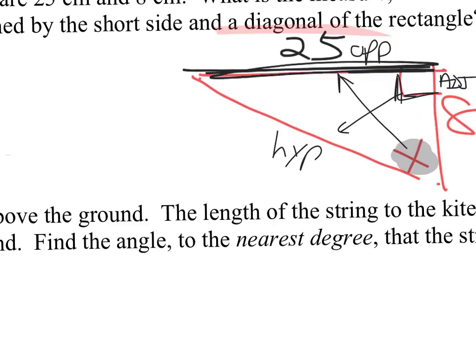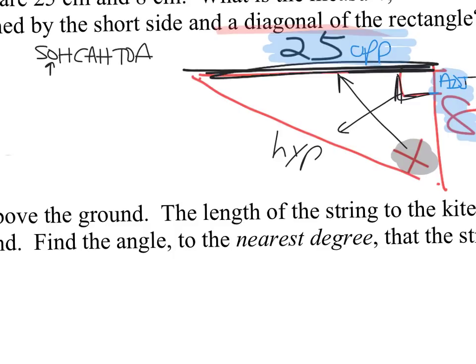So step 1 is to label the picture. Step 2 is to identify the active sides. Well, here my active sides are the opposite, which is 25, and the adjacent, which is 8. So I'll write out SOHCAHTOA, and I'll try to figure out which of the 3 trig functions I'm using here.